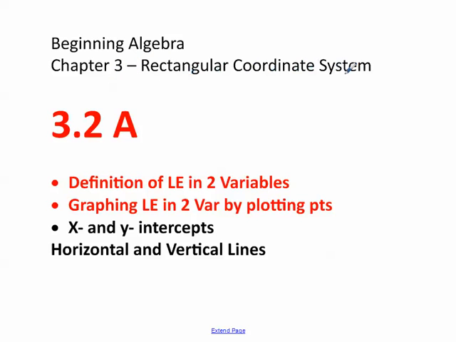Again, we're in the rectangular coordinate system. 3.2a talks about all these bullet points, including that bullet point too. We're going to get to that in just a second. In this video, we're going to talk about defining a linear equation in two variables and then graphing the linear equation by plotting points. So let's go to the next slide.